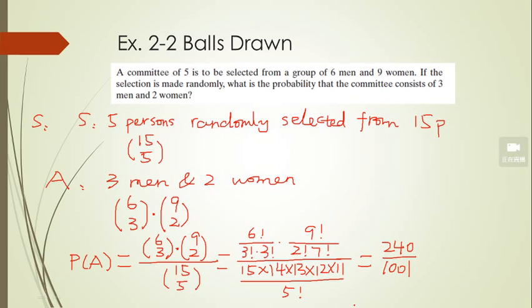1001, okay? And this type of example, ball drawn, can be more complicated if you have 3 groups. Here we only have 2 groups, for the balls, the white color and the black color. And here we have the men and women, 2 groups. If you have 3 groups, that will be a multiplication of 3, okay? So that is the example for the ball drawn.